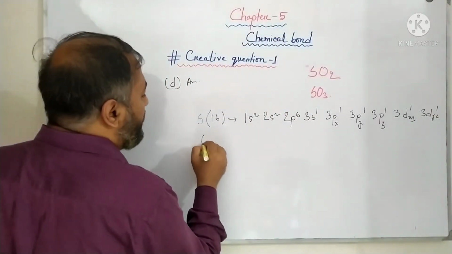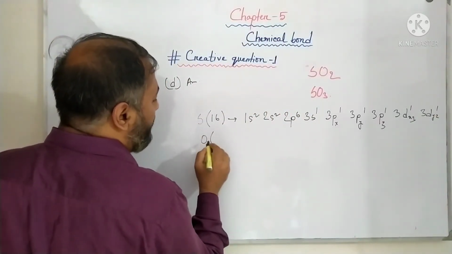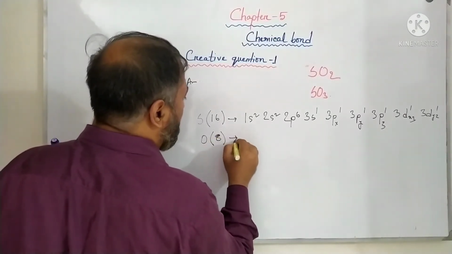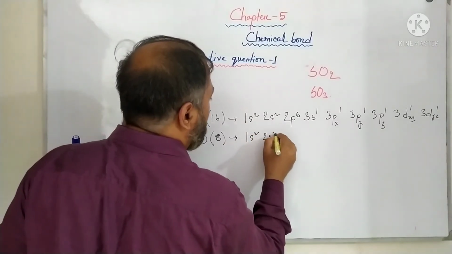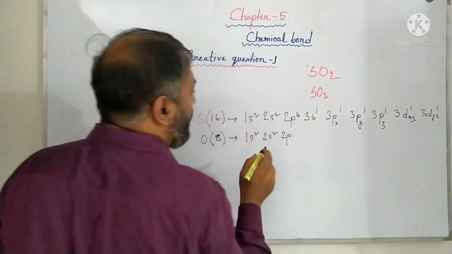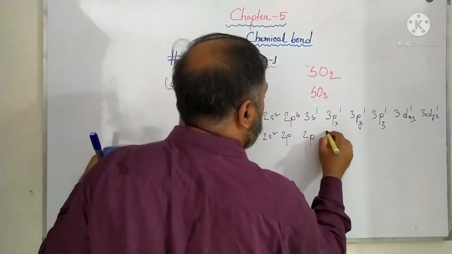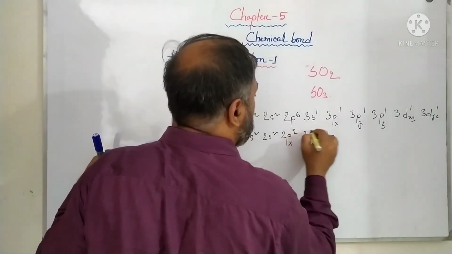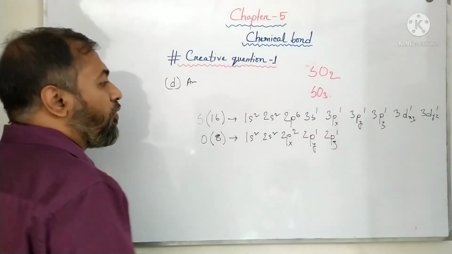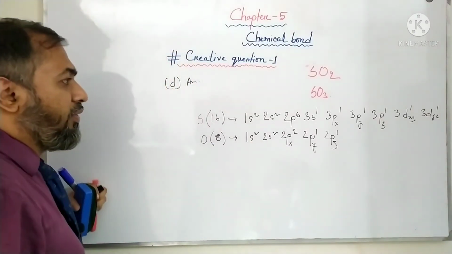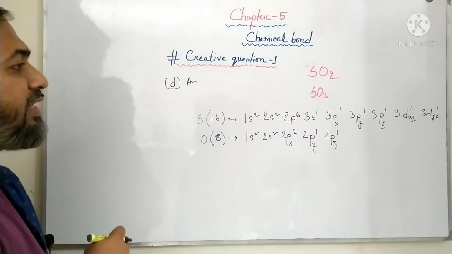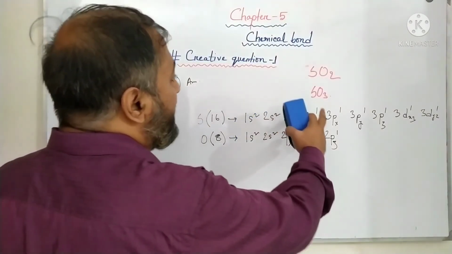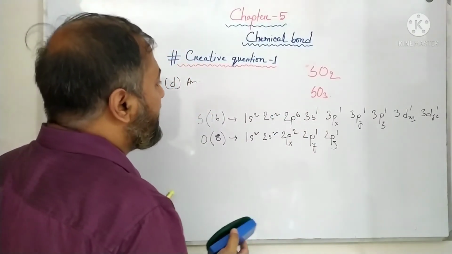And in the case of oxygen, what will happen? We know the electronic configuration of oxygen is 1s2, 2s2, 2p, 2p and 2p, x, y, z. So here you can see 2 bond pair electrons and 1 lone pair electron. Now if we see the diagram of sulfur trioxide, we will be able to understand how many bond pair electrons and lone pair electrons are present in sulfur trioxide.